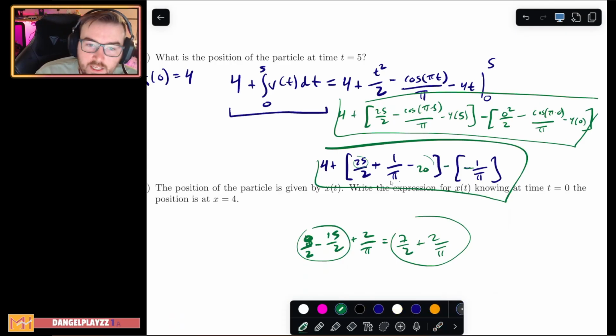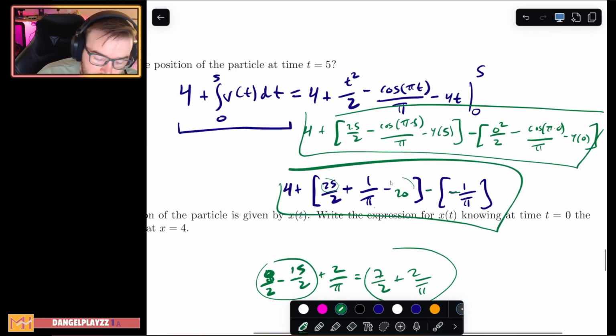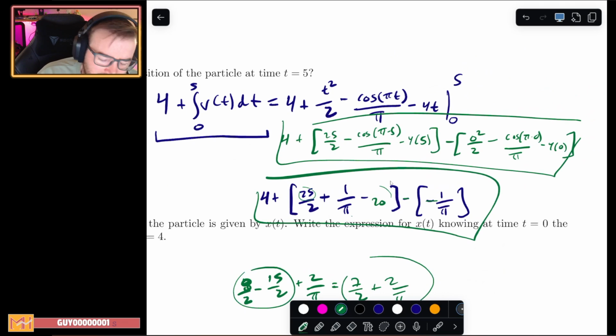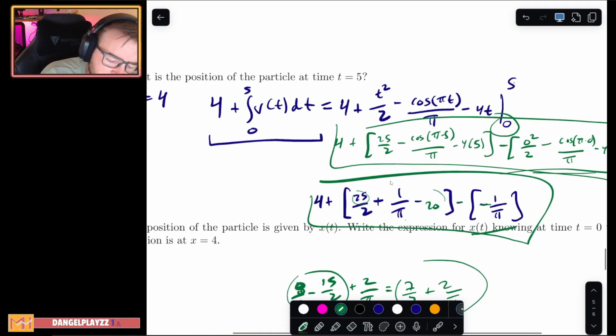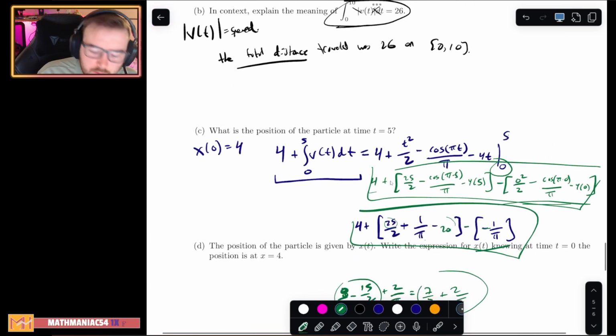But many of us just integrated and then just tossed on plus 4 at the end as if it were the constant, and then just plugged in 5 and just completely ignored plugging in 0. Plugging in 0 did not get us 0. Plugging in 0 got us negative 1 over pi. Many of us just totally ignored plugging in 0. And it kind of made me think that you thought plus C was the 4. I don't know. It was just very ambiguous.